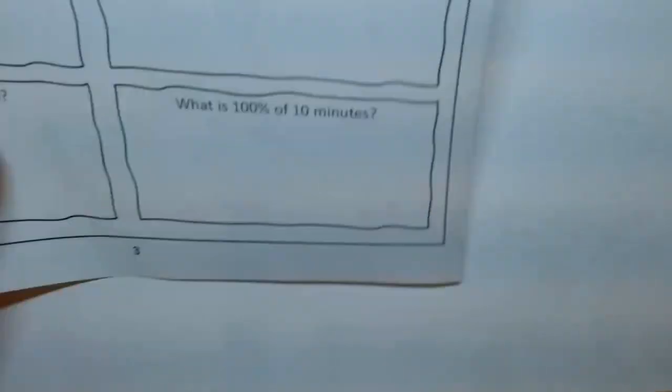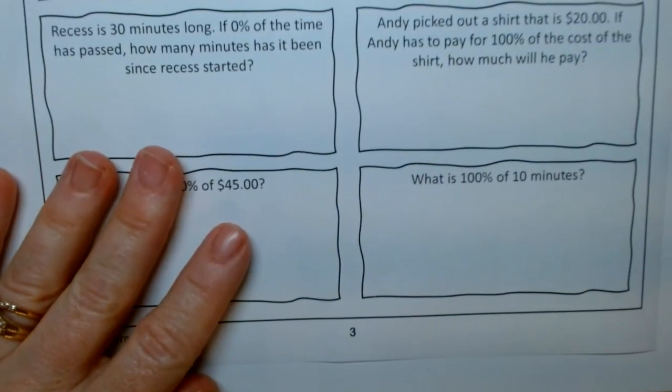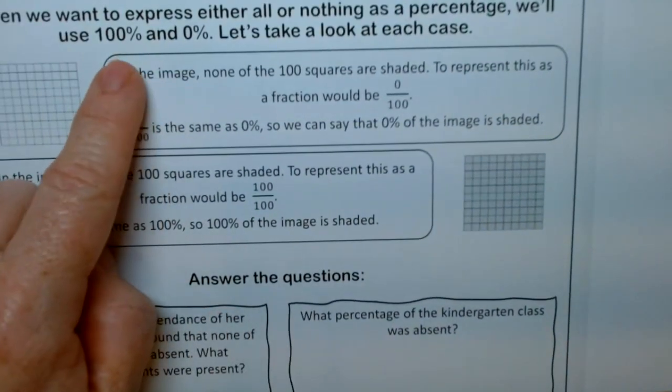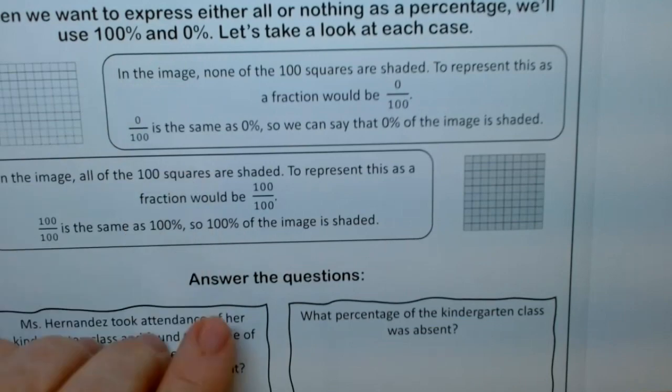All right, how about a third one? Let's skip over to page number 3. No, we're not going to do the whole workbook. I'm just picking certain ones out. Okay, so sometimes doing the numbers one is good, but sometimes if it's nothing or if it's 100%, it throws people. So let's take a look.